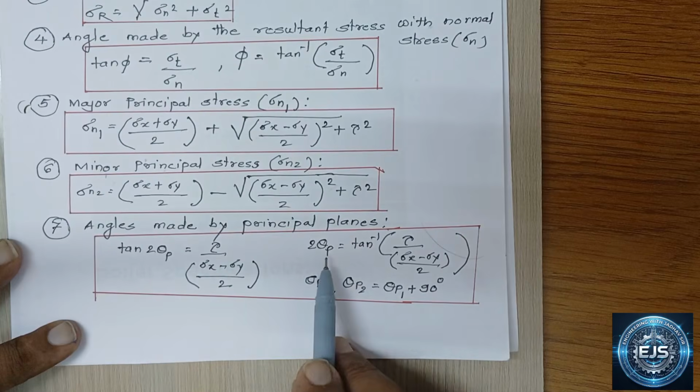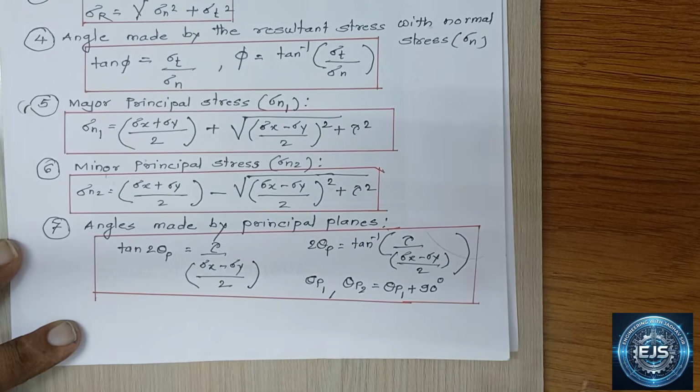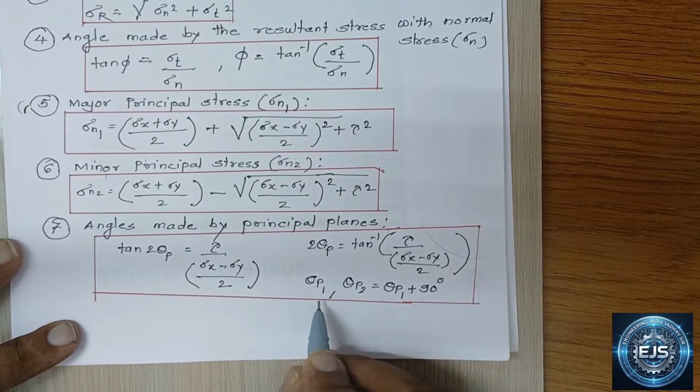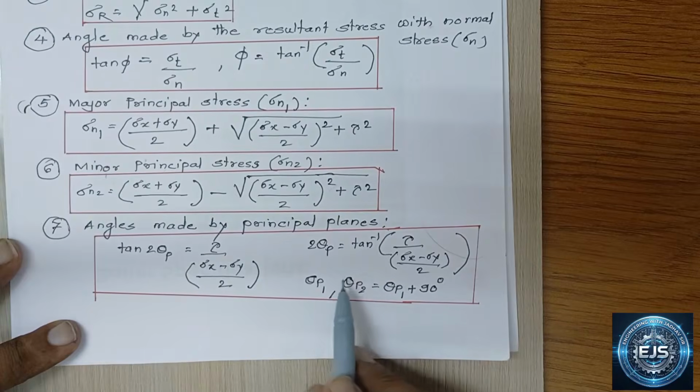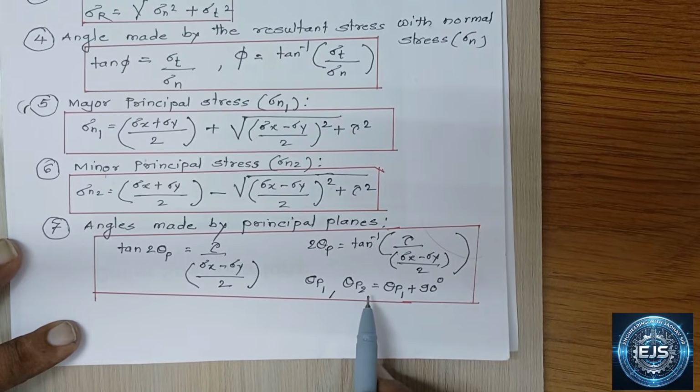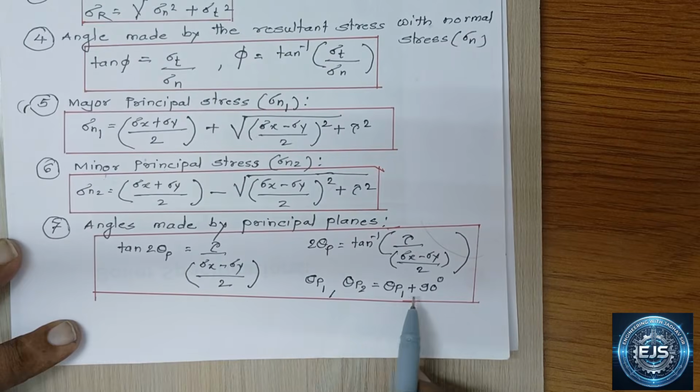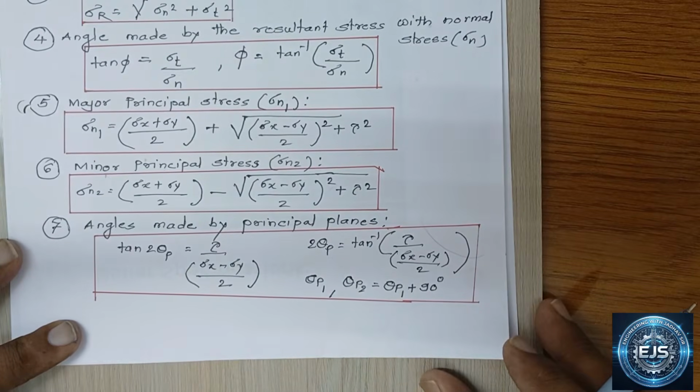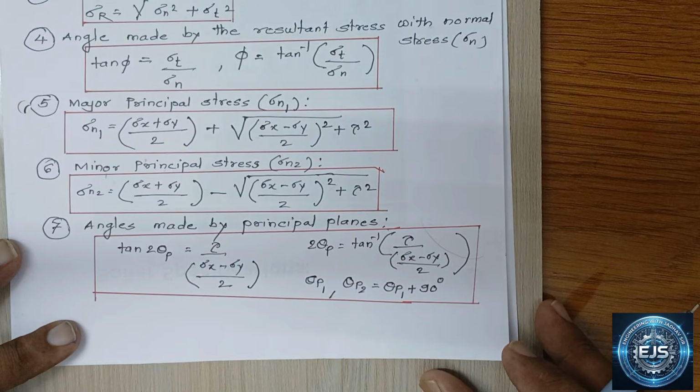So from this equation, we can calculate first the angle made by the major principal plane with the vertical plane, that is theta p1. And once theta p1 is calculated, we can calculate the angle made by the minor principal plane with the vertical plane, that is theta p2 is equal to theta p1 plus 90 degree. Because we know the two mutually perpendicular principal planes, the angle between them is 90 degree, always 90 degree.